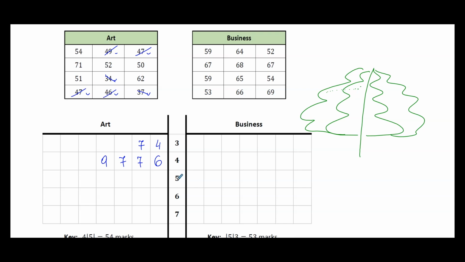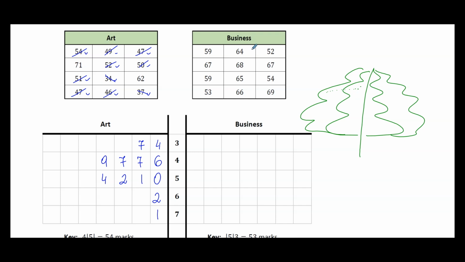Now we are looking at the 50s. With the 50s, we have 50, 51, and 52, starting from the smallest. Oh, and we forgot about 54. I hope you caught that in time. Now, 62, we have only one value, so we put 62, and 71, only one value.